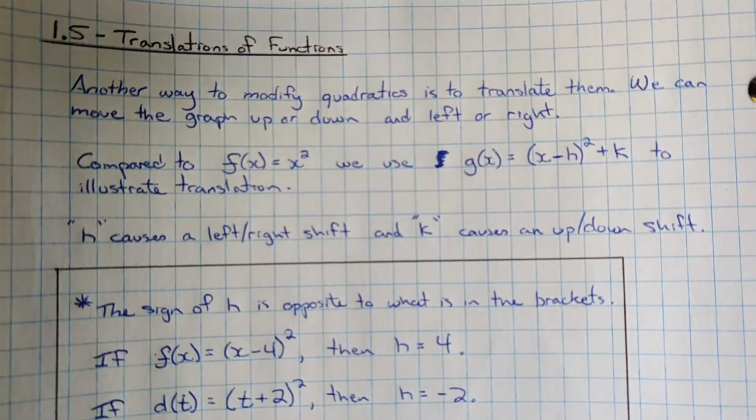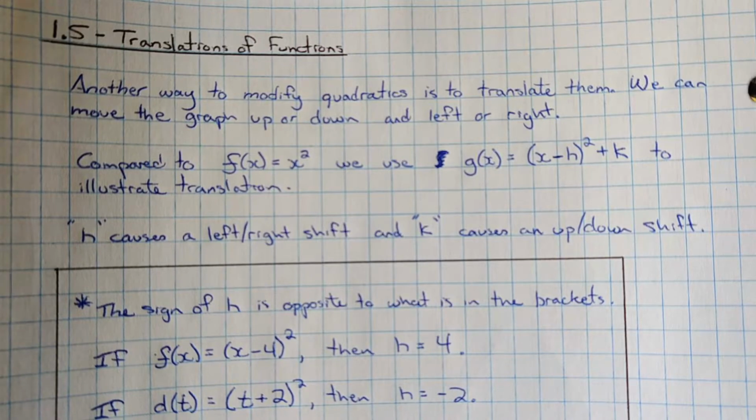In the last one, we took a look at transformations of functions where we were changing the a value, flipping it upside down, stretching and compressing it. Here we're going to take a look at affecting the position of the graph left and right, up, down. And so we're going to do that using these letters H and K.